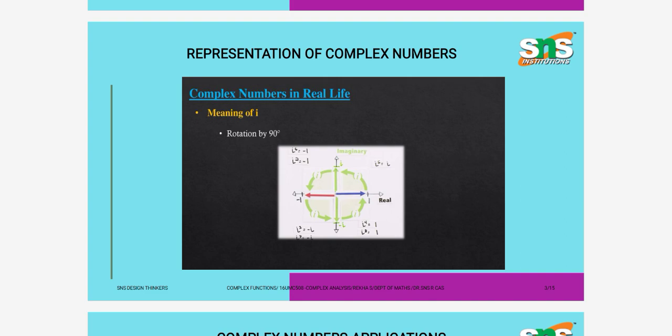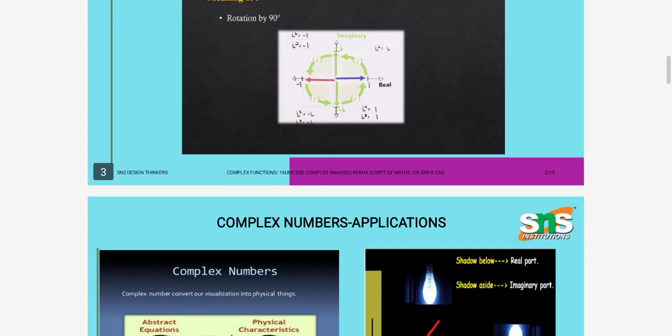Normally complex analysis is based on the meaning of i. i squared, if you square it, you will get -1. So it gives a rotation of 90 degrees, and you will get all the values of i. And this is the real form of the complex number.